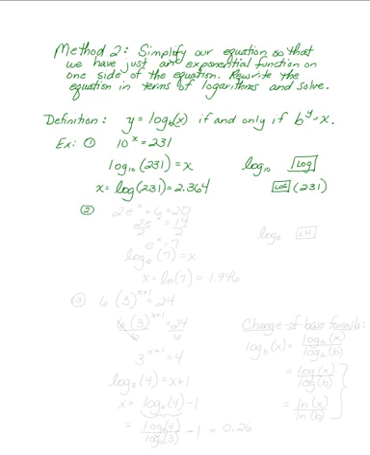The second example is going to be 2e to the x plus 6 equal to 20. You should recall that e is an irrational number. It's a number like pi, so it's fixed. It's approximately 2.718, and it's called the natural base.